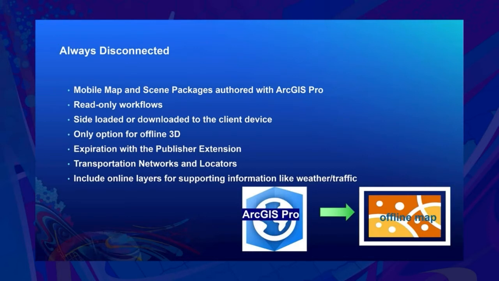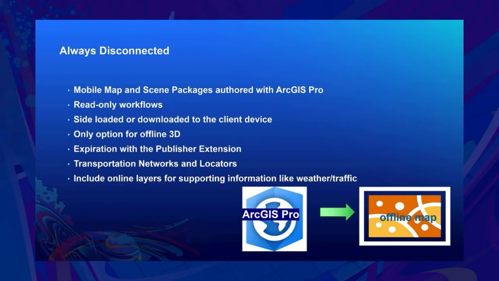And a newer workflow that we've introduced in the last few releases is the option to include online layers for supporting information like weather or traffic. So that means it's possible to take your critical business data and put it in the mobile map package. Now that's always offline, that will always work. But if you have access to an online network at any point, you can bring in that additional information like weather or traffic. We couldn't take this offline because it's changing all the time. But when we have access to the network, it can provide good additional information about site conditions.